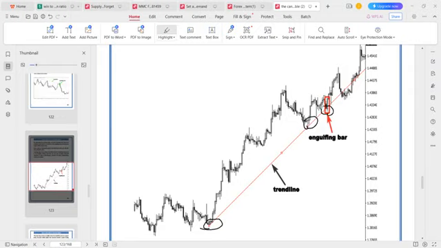Anytime a third touch happens, whether we've drawn a FIB or we've got a moving average, those are all confluences which help us decipher whether we are going to enter a trade or not. So we get a nice bullish engulfing, and we are active in the trade.